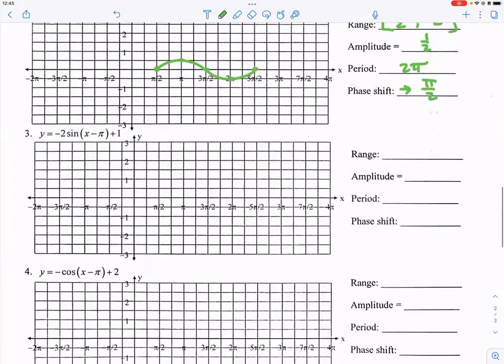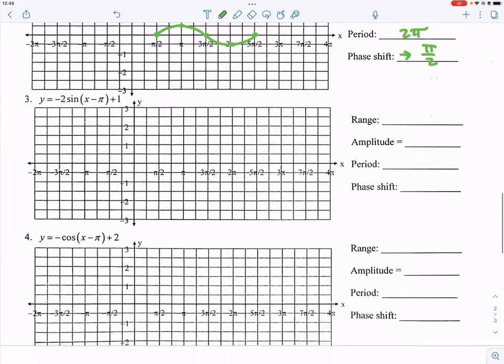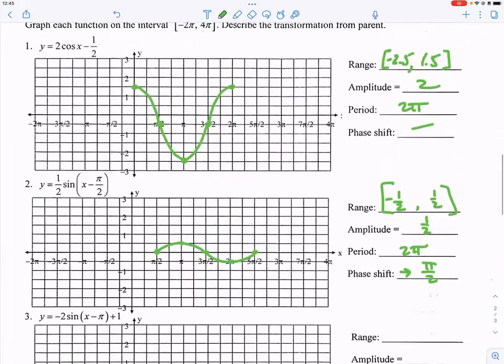All right, take the next couple minutes to work on number 3 and number 4. You can use these 2 as an example. So work on number 3 and number 4.